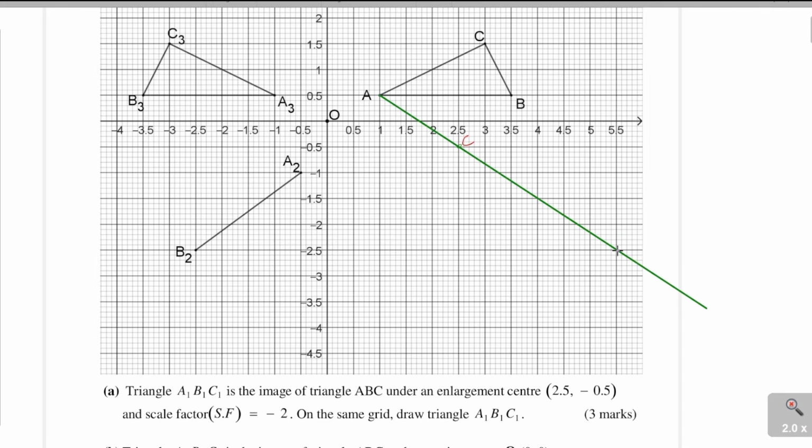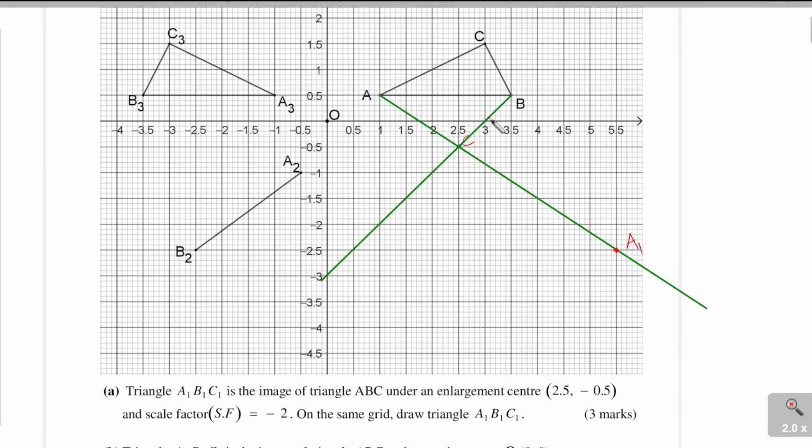So A1 will be here. That will be A1. Do the same for B. So join B to the center using a straight line, like that, using a ruler. And then take that distance from B to the center. You can take it using a pair of compasses or count the squares.